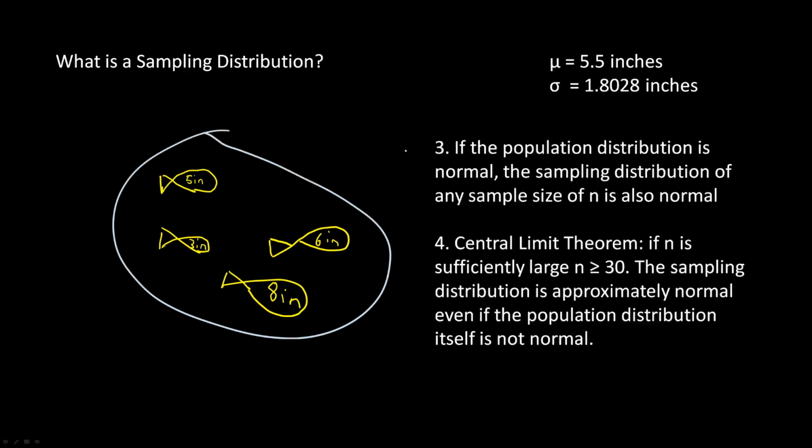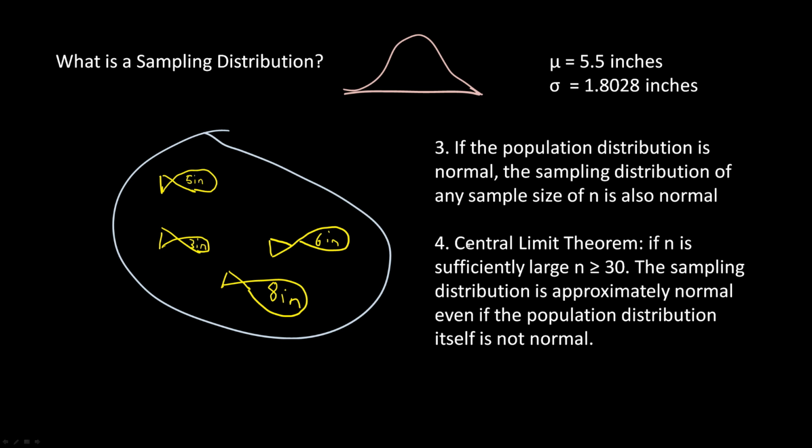1.0409. So the third rule of sampling distributions is that if the population distribution is normal, the sampling distribution of any sample size n is also normal for the sample statistic. So for example, if your population distribution looked perfectly normal like this, then no matter what sample size you choose, 2, 3, 4, or 100, the sampling distribution should also look normal.